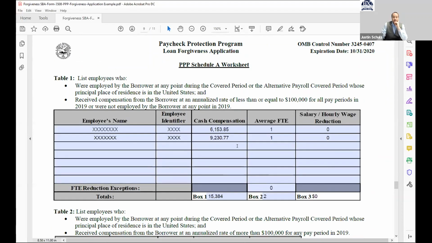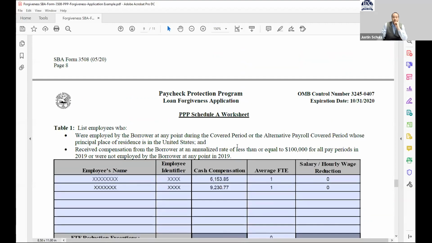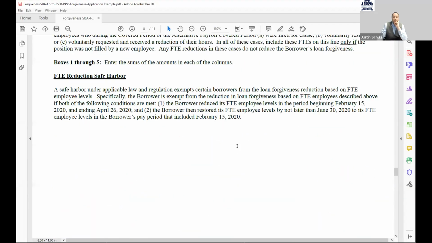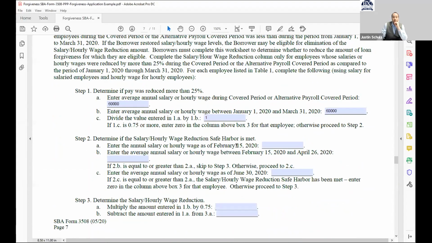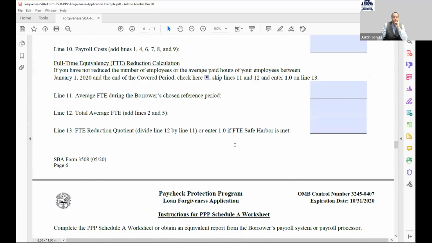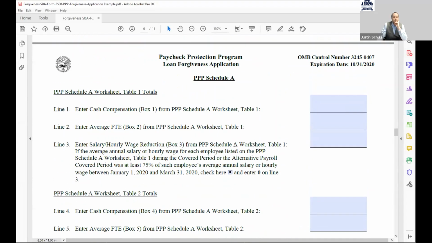So now what do we do with this information? So this is the worksheet from the Schedule A. We're going to go now to the Schedule A, which, like I said, we're working backwards. And so here's Schedule A. And so what they're doing here is they're putting together some of the information that was put together in the worksheet. And so what they're asking for is, what was the cash compensation from box 1, the total amount of payroll that you had for the employees.